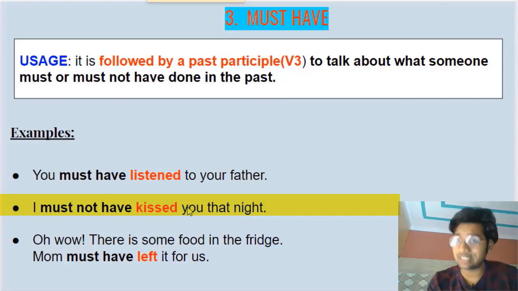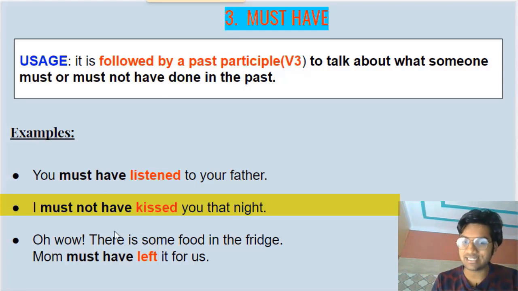So let's suppose a girl comes to me and she says, hey, that night we drank a lot and we got a little emotional, uncontrollable, and we did something. And I'm like, no, that must not have happened. I must not have kissed you that night. I'm quite sure about it. I know myself, I must not have done that.